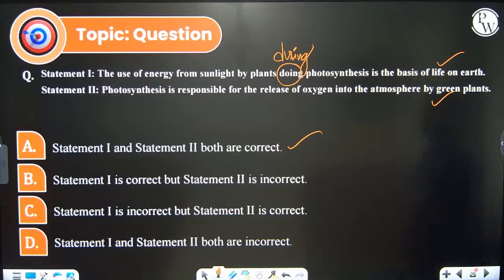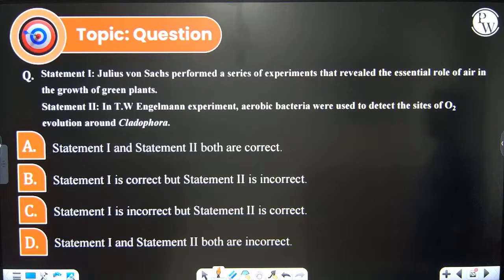The use of energy from sunlight by plants during photosynthesis is the basis of life. True. Photosynthesis is responsible for the release of oxygen into the atmosphere by the green plants. True. Let's go for the next one.